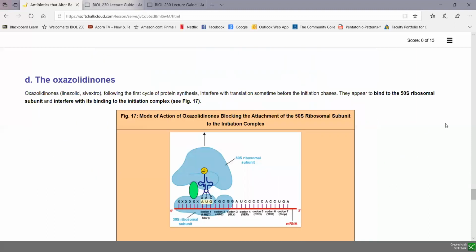The oxazolidinones interfere with translation, and one of the thoughts is that they bind to the 50S ribosomal subunit and interfere with its binding with the initiation complex. That is the combination of messenger RNA, transfer RNA, and the transfer RNA matching the start codon AUG.